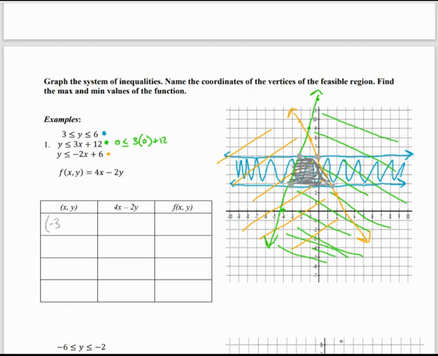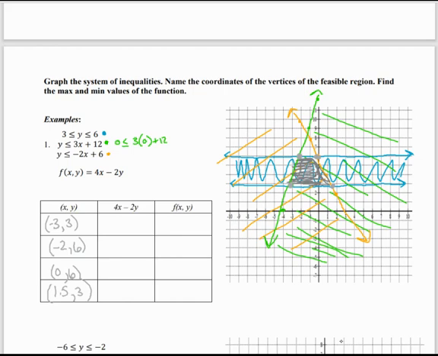So one of them was at -3, 3. Our next one was at -2, 6, 0, 6, and then 1.5, 3. So after you shade all your inequalities, we're finding that bounded region and determining the vertices of that bounded region. It does not matter the order that you put them in, just all the vertices need to be included.